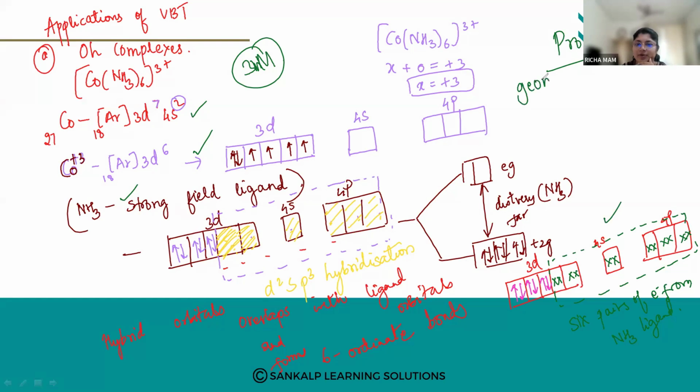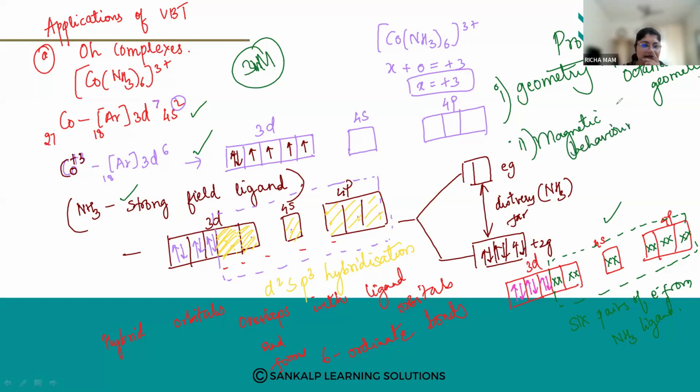So what is the geometry of the complex? Geometry depends on the coordination number. So how many ligands are around the central metal? 6. So whenever it has a coordination number of 6, it will show octahedral geometry. Then magnetic behavior. What is magnetic behavior? Whether they are attracted by the magnetic field, or they are repelled by the magnetic field. Now here you can see that all the electrons are paired. Right, here you can see at the bottom here.